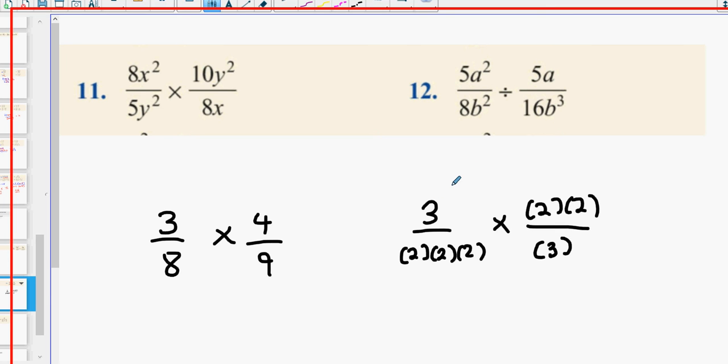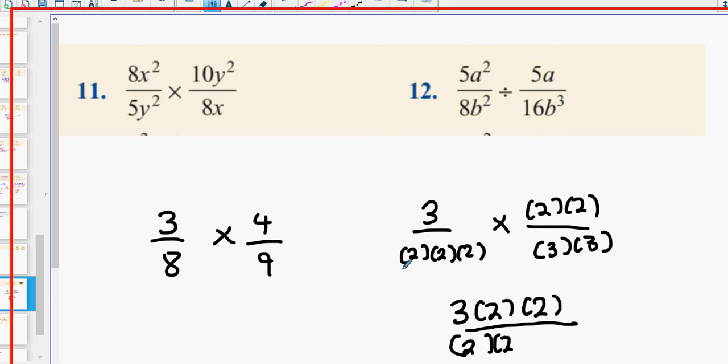Now, because this is multiplication, I can just write them all beside each other. 3 by 2 2's, and on the bottom, 3 2's and how many 3's? 2 3's. And anything on the top can be crossed off with anything on the bottom. That 2 with that 2, that 2 with that 2, that 3 with that 3. And what's left over? 1 on the top and a 2 and a 3 on the bottom, which is a 6.